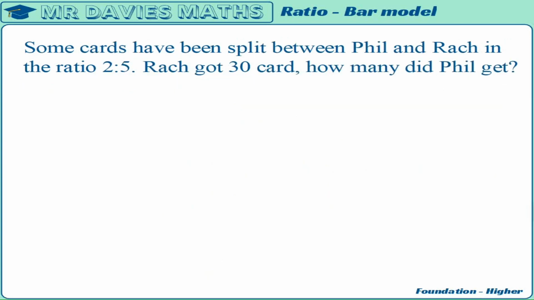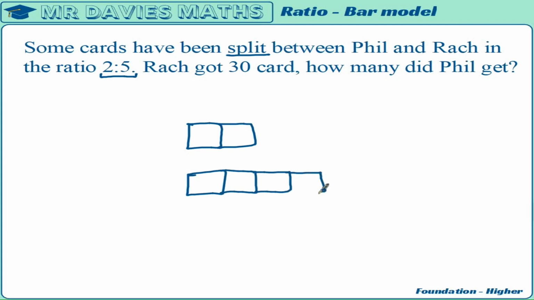Some cards have been split between Phil and Rach in the ratio of 2 to 5. Rach got 30 cards. How many did Phil get? Okay, so some cards have been split. So again, it's another past tense question. So I'm going to start off by drawing my boxes, 2 and a 5. Trying to keep the boxes as neat and as similar size as possible.